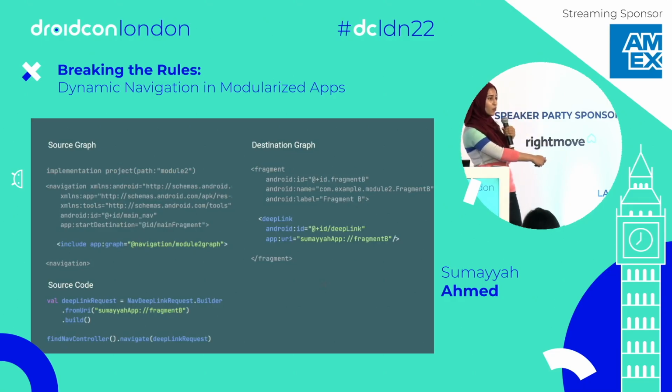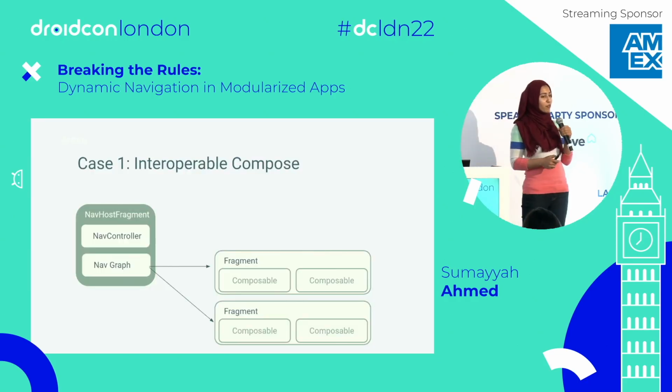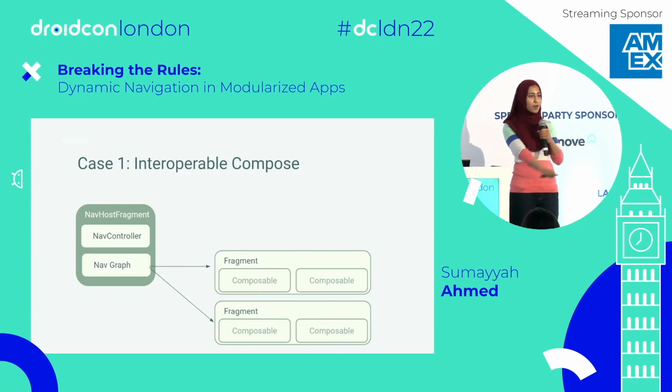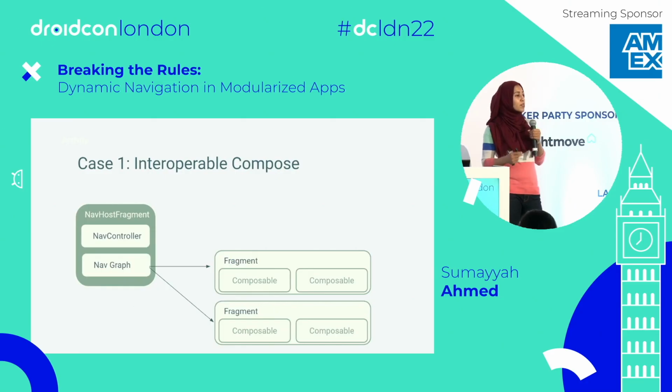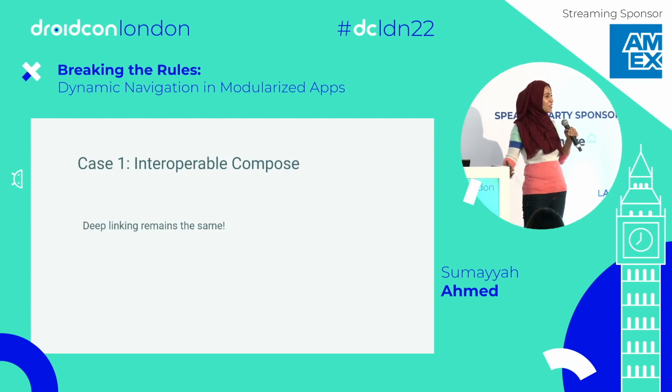How will this change once we start using Compose? Well, again, that depends, but we have 2 cases that we can deal with, so let's take a look at those. Case 1 was the interoperable case, and remember, this is when nothing changes except for the views. So activity fragment architecture is the same, our nav components are the same, our fragments are now simply hosting composables, or in fact, even a mix of composables and traditional views. In which case, deep linking remains the same. The work we have to do is a lot less.